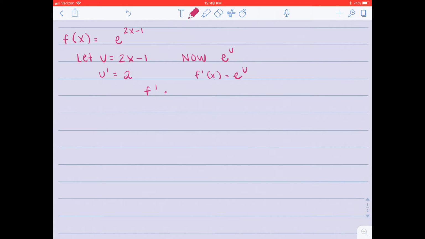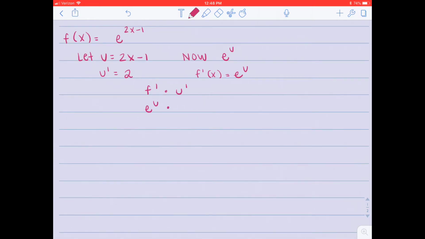And we're going to take f prime and multiply that by u prime, and that is e to the u times 2. And clean it up so that I get 2e to the 2x minus 1. And that represents my final derivative. So the process looks exactly the same, even if you have a function within your exponent.